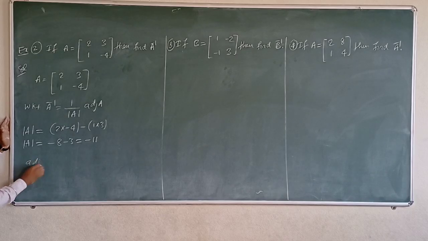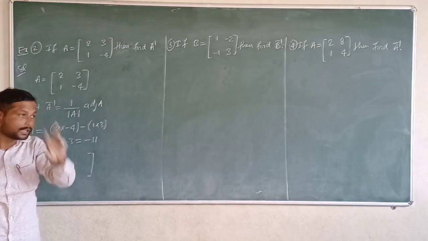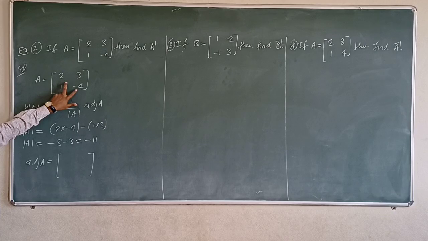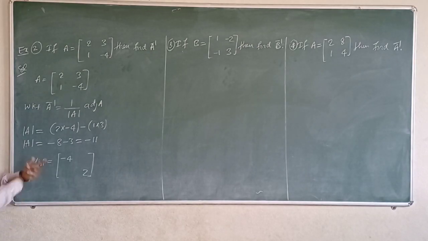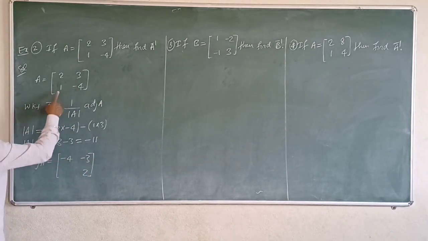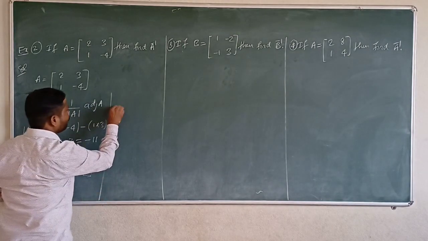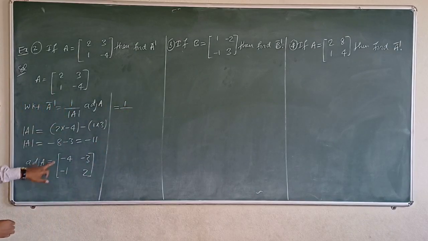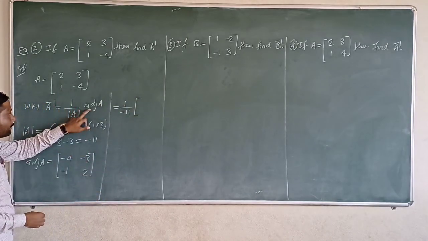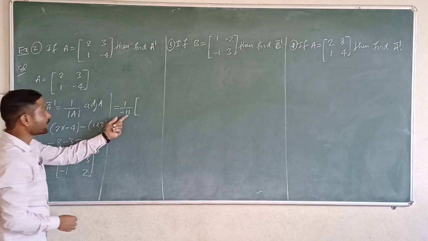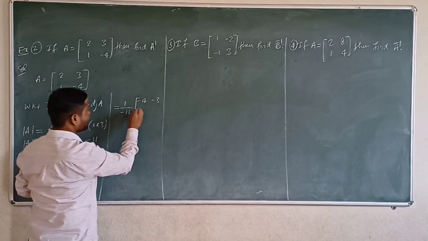Then go for the adjoint now. Adjoint of A: in the two rows, interchange the diagonal values. 2 and minus 4 interchange, so minus 4 and 2. Change the sign: plus 3 becomes minus 3, plus 1 becomes minus 1. Substitute in the formula: 1 divided by the determinant, minus 11, multiplying the adjoint matrix minus 4 minus 3 minus 1 2.